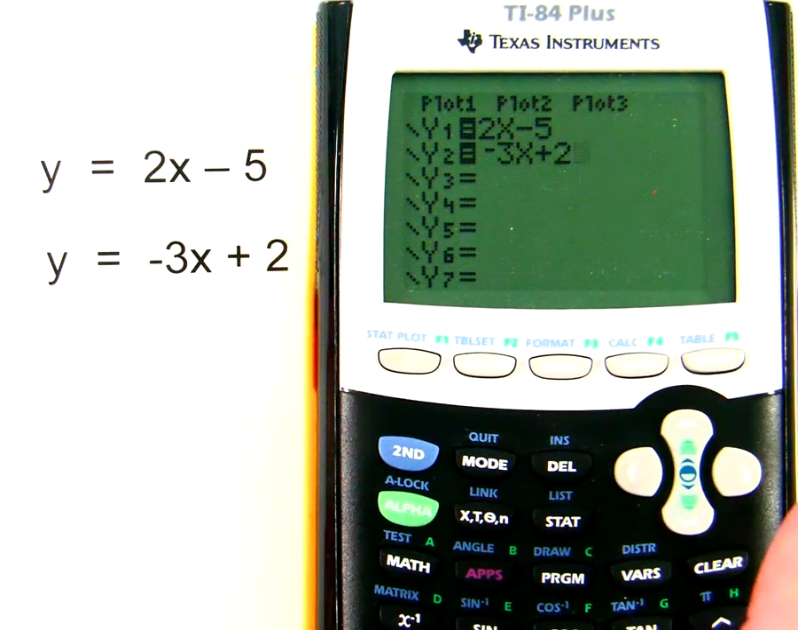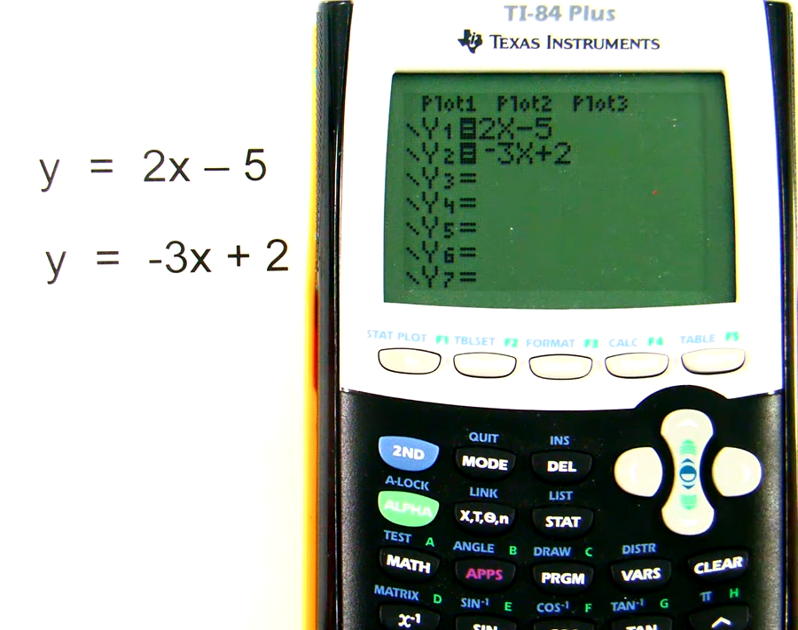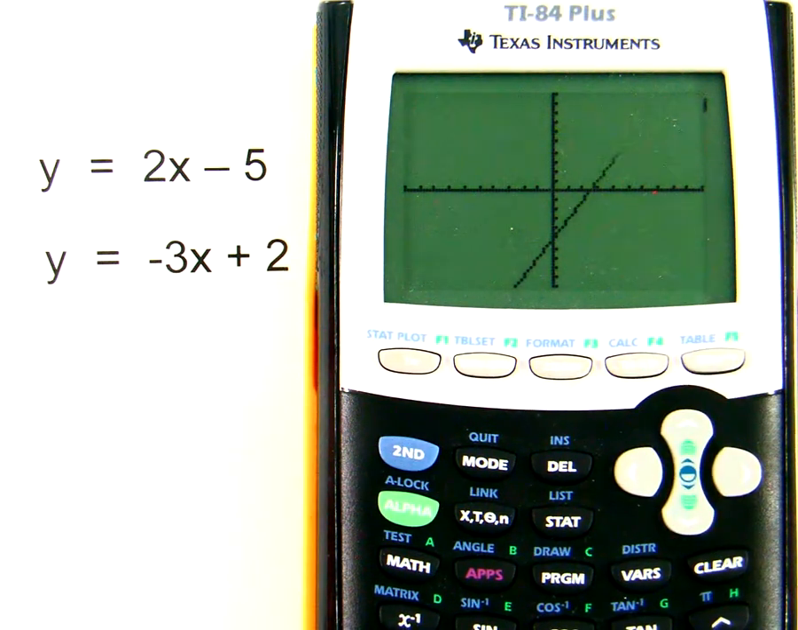To graph it, we'll hit the graph button, which is right here under the screen on the right. Watch it as it graphs. It'll do the one we said first, and the one we said number 2 as second. All right. We want to know the solution to this system.